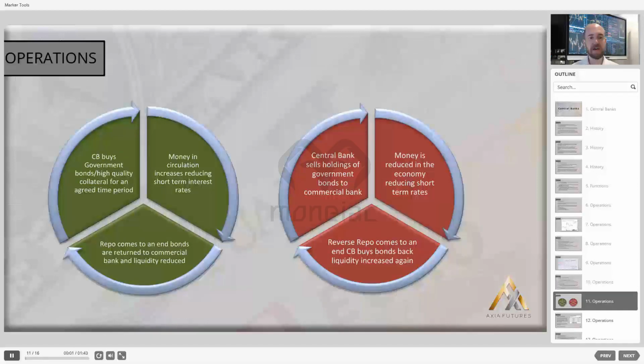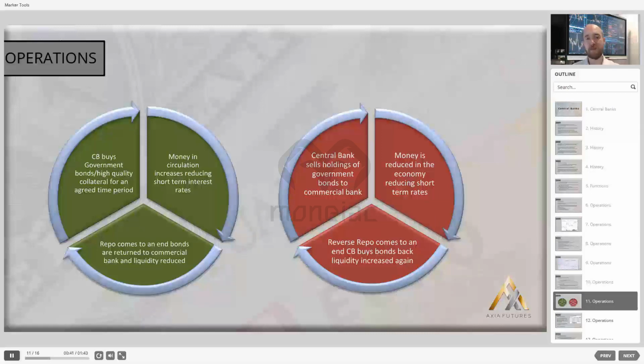So we have a look here, we've got a nice little chart, and there's a distinction between a repurchase with that sale back and a reverse repurchase operation. The repurchase operation on the left, central bank buys the bonds, high quality collateral, for an agreed time. Money in circulation increases, they then sell them back and take that money out of the economy. So what's happened is the base level of money has risen and then falls back. With a reverse repo, what happens is the base level of money falls and then rises back up.